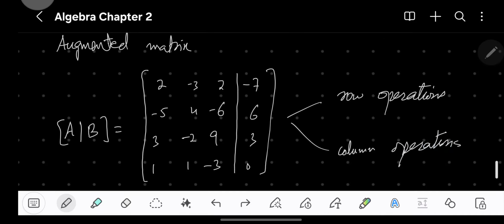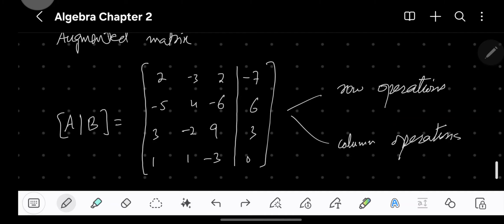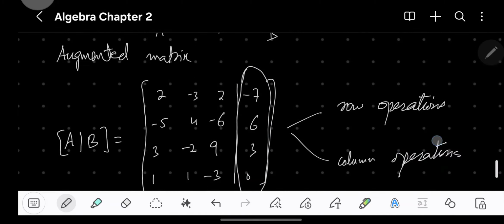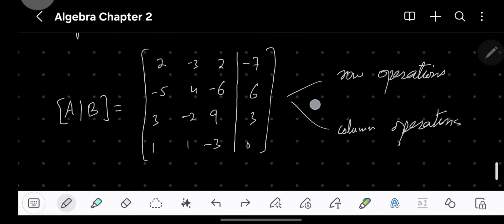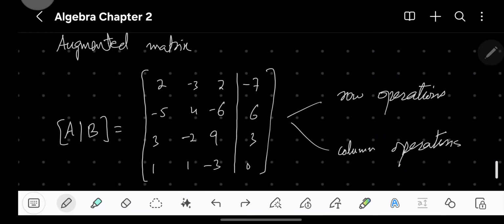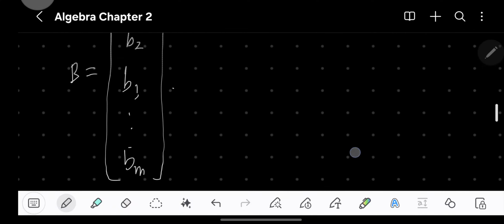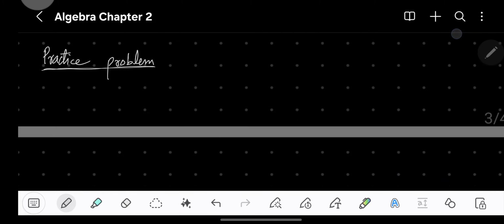Also we have the visual separation of coefficients and constants, because we always understand that the last column is the constants and the first whole matrix is the coefficients. This is the constant matrix and this is the coefficient matrix. This is just the way we have defined above. You can check from here. This is the coefficient matrix, this is the constant matrix.